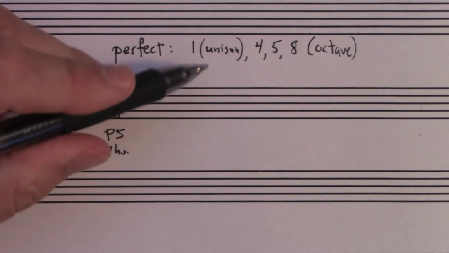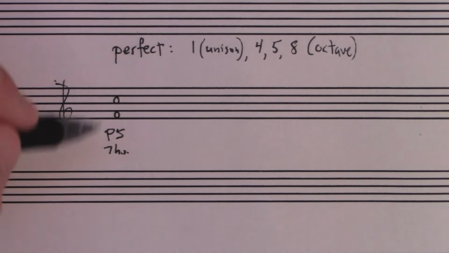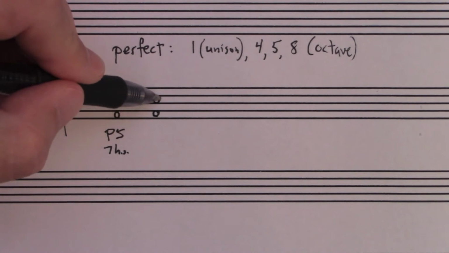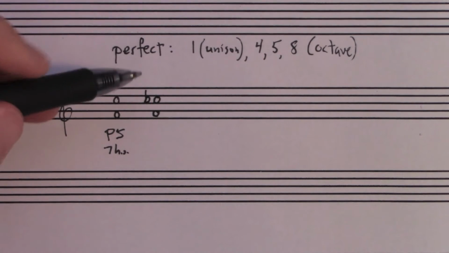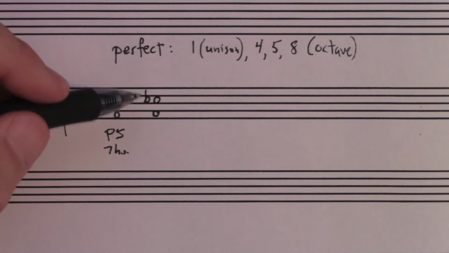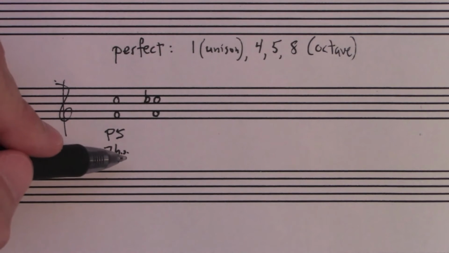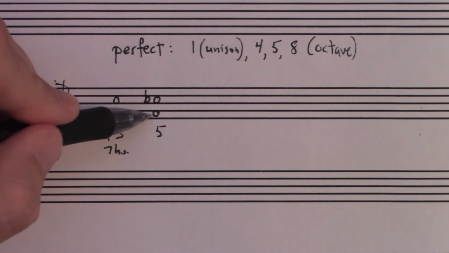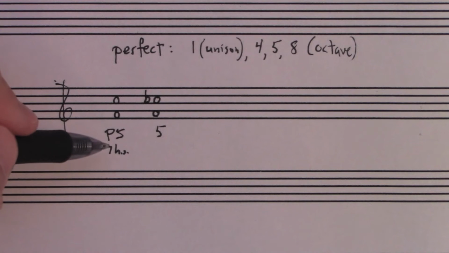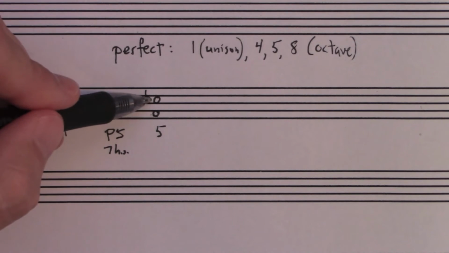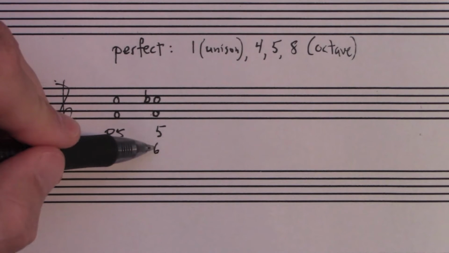Well, I thought you said these are all perfect. Well, they're perfect intervals, but this perfect fifth, what happens if we flat that C? Is it still a fifth? Yes. F, G, A, B, C. It's still a fifth, but it's no longer a perfect fifth. As a matter of fact, how many half steps do we have now? We actually have 6 half steps.